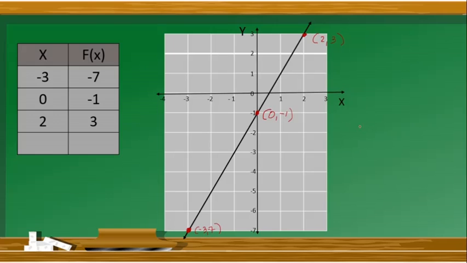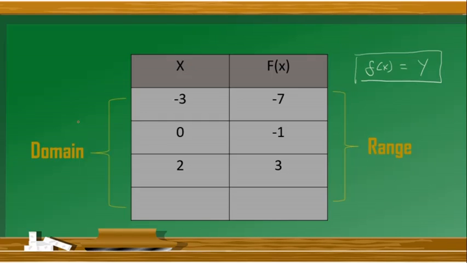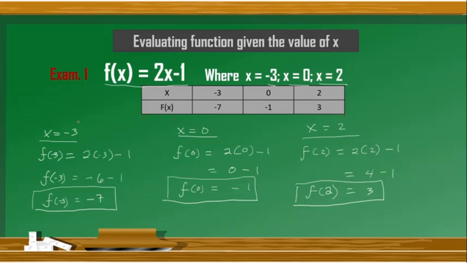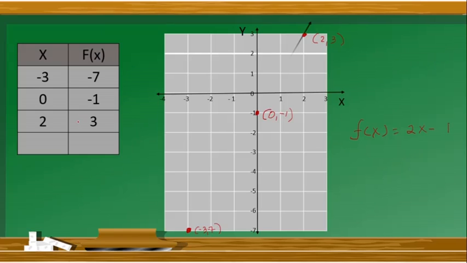F of x equals 2x minus 1. Okay. Is it minus 1? Let us see, to be sure. Okay, minus 1. So this is the graph of the function f of x equals 2x minus 1.